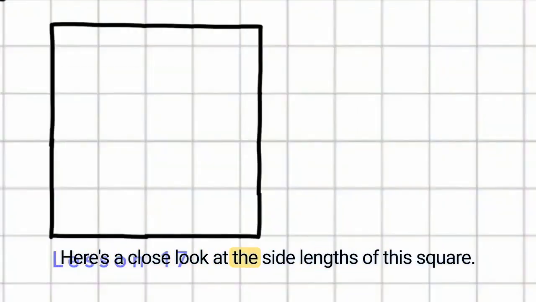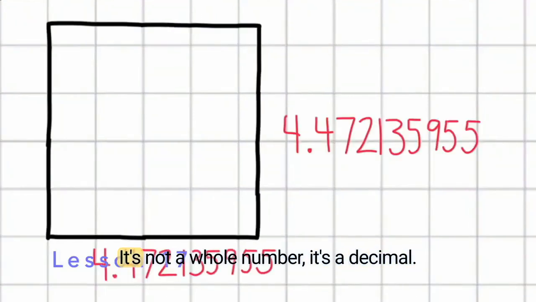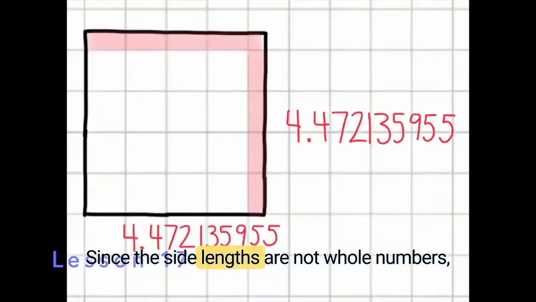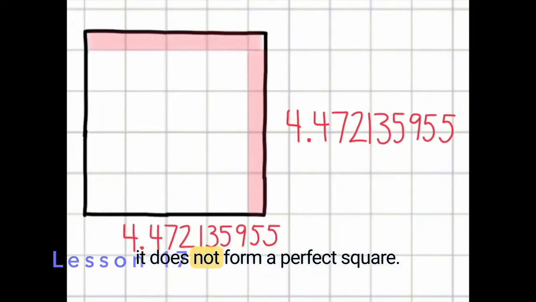Here's a close look at the side lengths of this square. It's not a whole number, it's a decimal. Since the side lengths are not whole numbers, it does not form a perfect square.